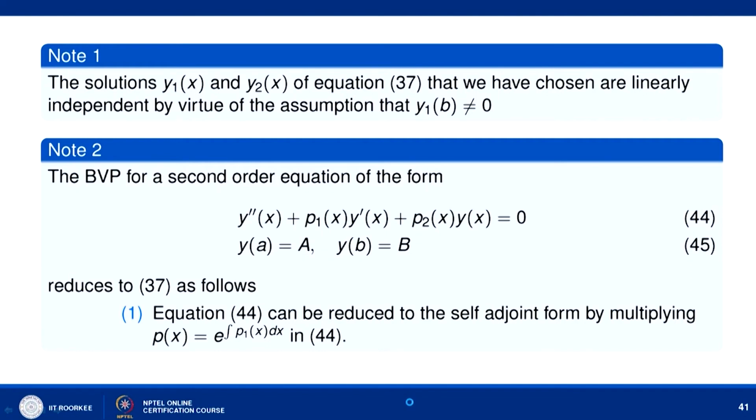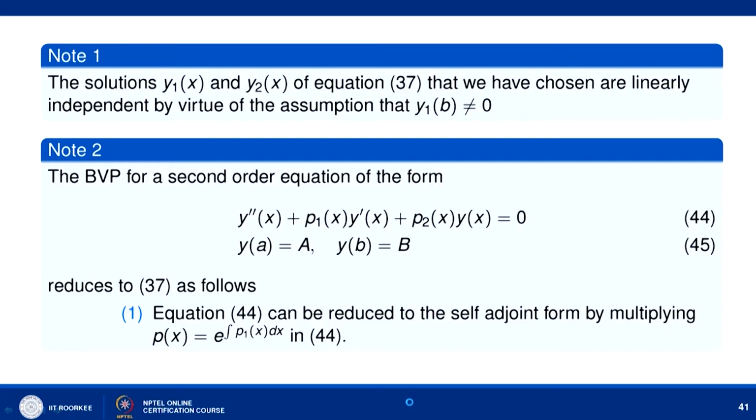Now here are some remarks. The first remark is that the solutions y1 and y2 of equation 37 which we have chosen are linearly independent, because we have assumed that y1 b is not equal to 0 and y2 b is equal to 0. The second remark is that we have given the method of constructing the Green function for a self-adjoint equation, but if it is not self-adjoint, we have already discussed how a given linear ordinary differential equation can be converted into a self-adjoint one.